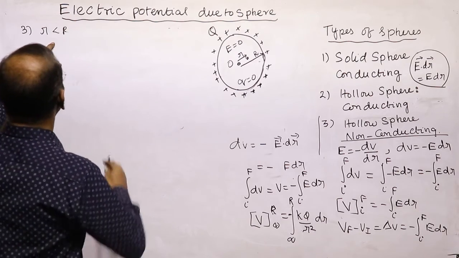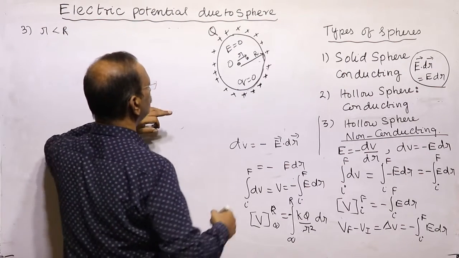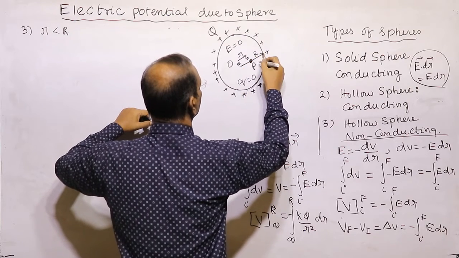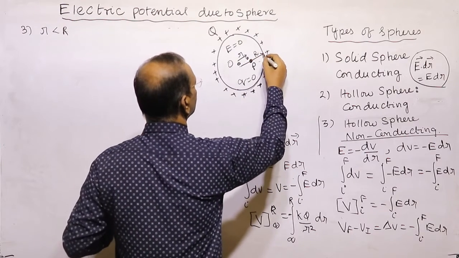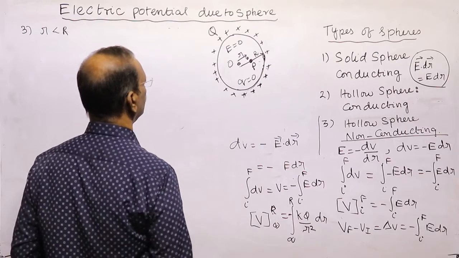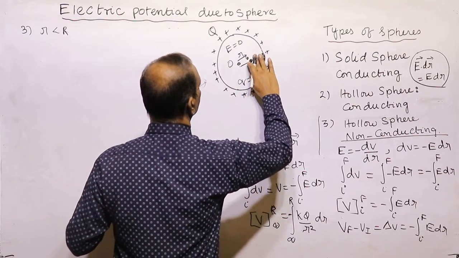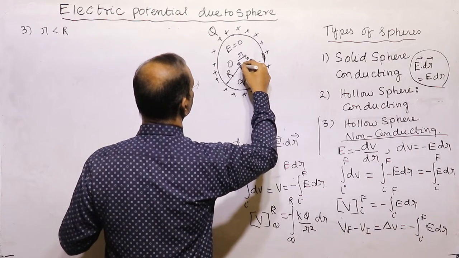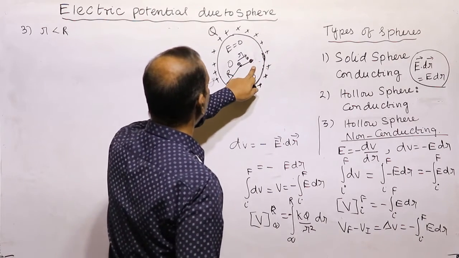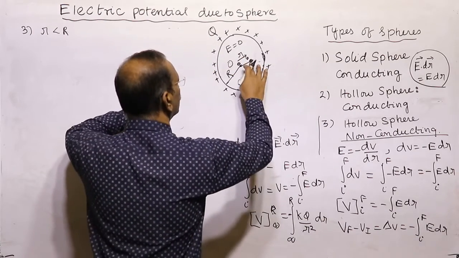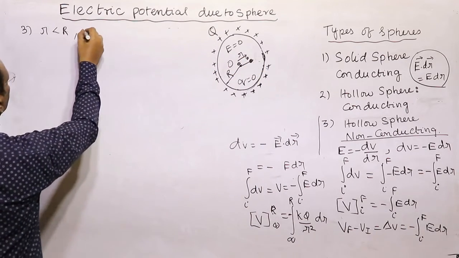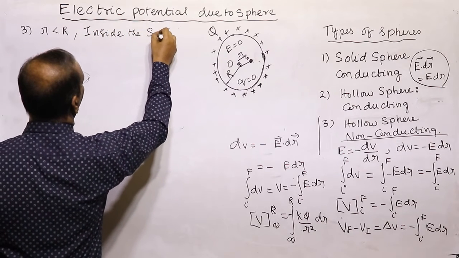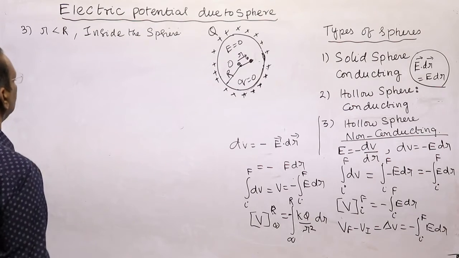Now r is less than R, it means this is the point P. So we want to find out what the potential is at this point. This is the radius of the sphere, and this is the center. We want to find the potential at a distance small r from the center, inside the sphere. So it means r is less than R.